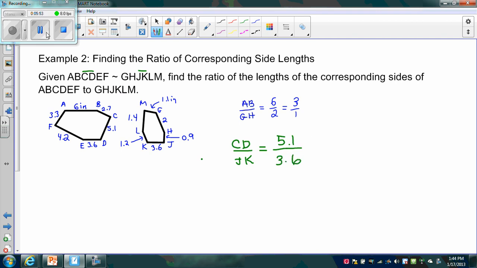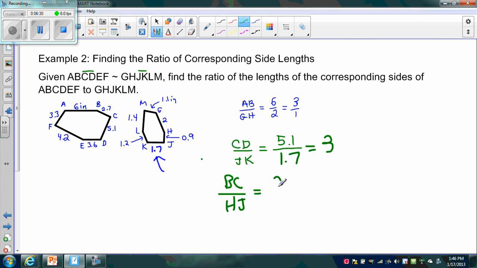And you can plug that into your calculator and you'll find, okay, just checking, I actually made a typo. I accidentally wrote 3.6 here, but I looked back at the figure and it should be 1.7 corresponding to JK. So we're just going to make that change. So in this case, 5.1 divided by 1.7 is 3. You could also try, if you don't believe me, BC over HJ.